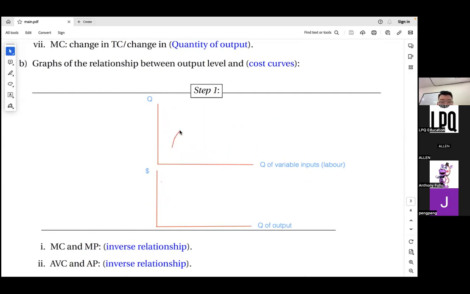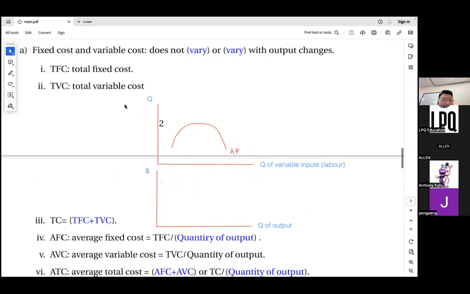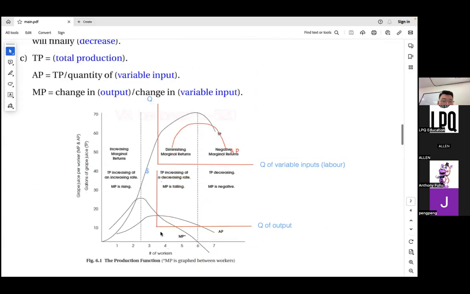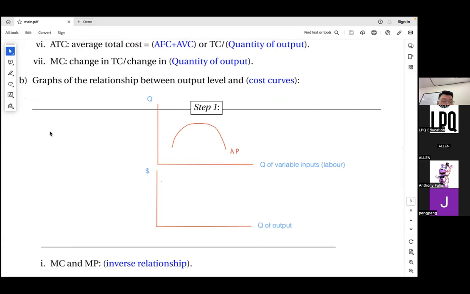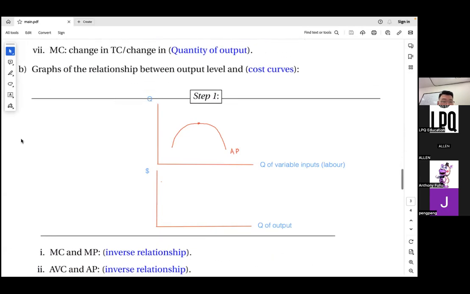So AP will look like this. Okay, I just smooth out the AP. I just copy down the graph here. Don't ask me how I can get my AP to look like this. So AP looks like this, and you plot the peak of your AP, and then you add MP. MP firstly increases and then decreases.